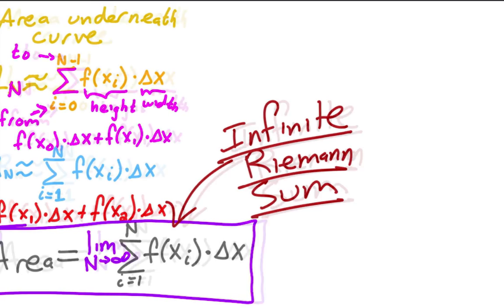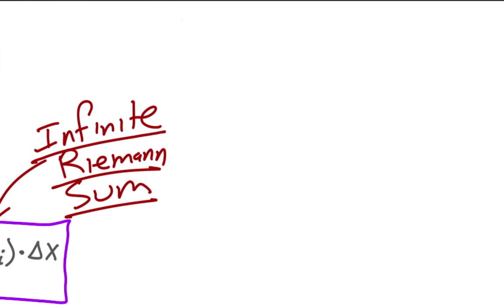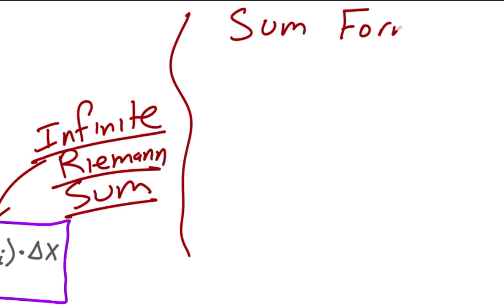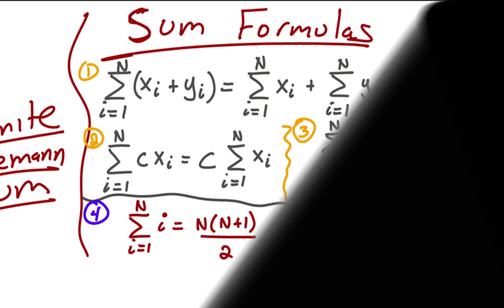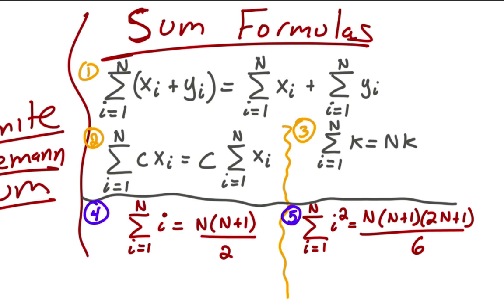Now, before we can actually calculate one of these, you need to know a couple of important formulas. So I'm going to state the formulas, and then we're going to do an example. Okay, so here are the 5 formulas that you're going to need. You can look up all of them if you don't believe me. The first one says that if you have the sum of 2 different terms, you can split it up into 2 separate sums. That makes sense. This one says that if you have a constant times your sequence, you can take that constant outside of the sum, which is basically the same as factoring. This one says that the sum of k from 1 to n is equal to n times k. That makes sense because you're adding up k a bunch of times.